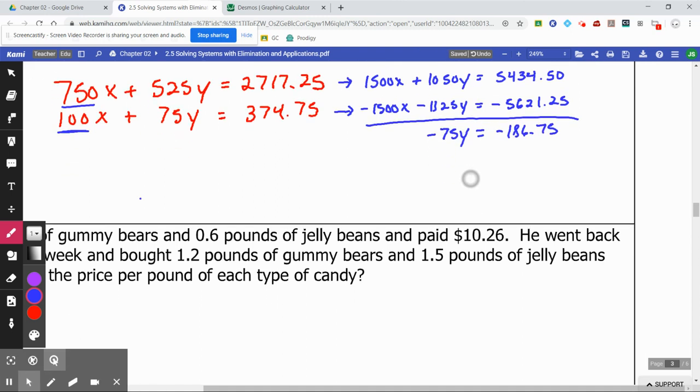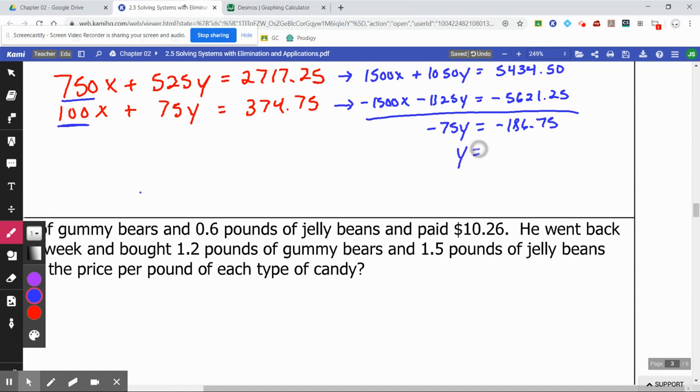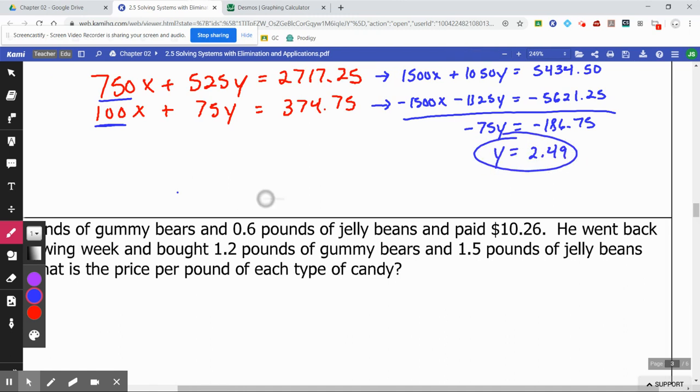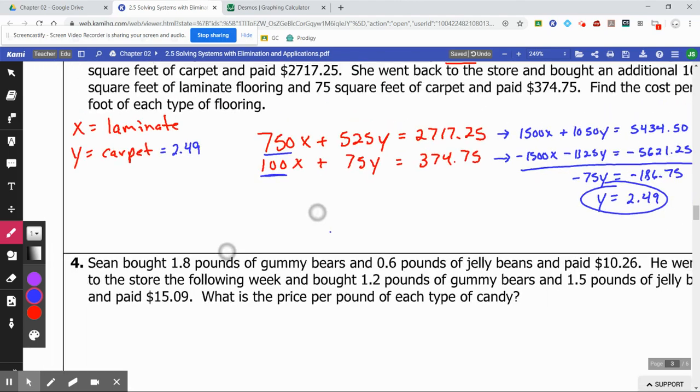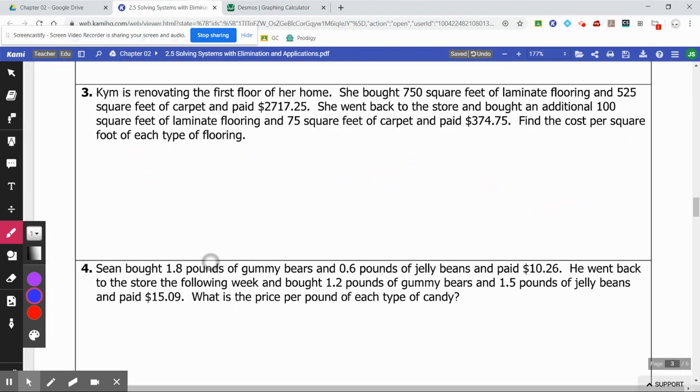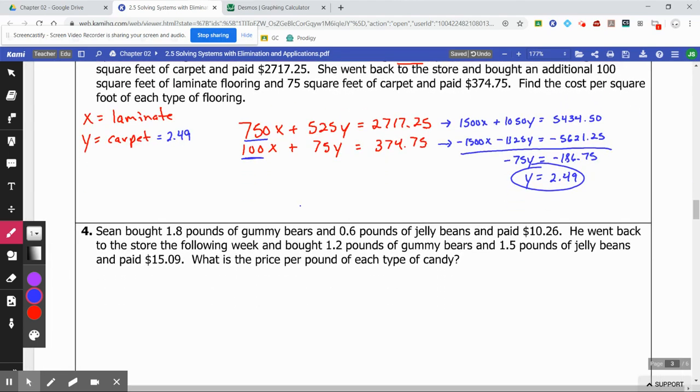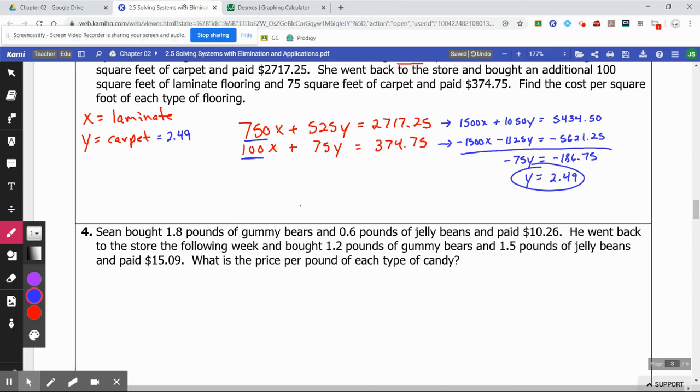Once I divide by negative 75, I get my Y value is 2.49. So what does that mean? That means that my cost of my carpet is $2.49 per square foot. Now I get the cost of my laminate. I now have to plug that back in. We can plug it in anywhere you want to. This is our smallest number, so let's plug it in here.